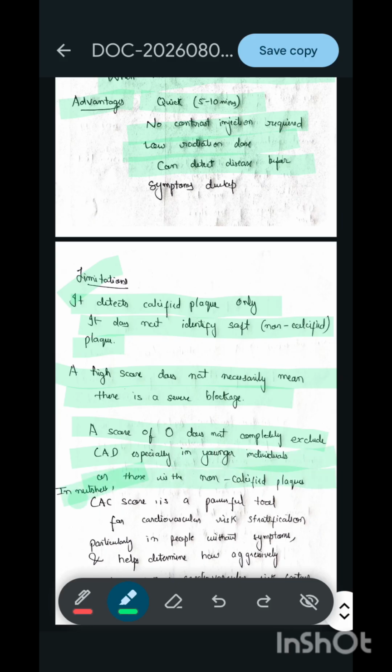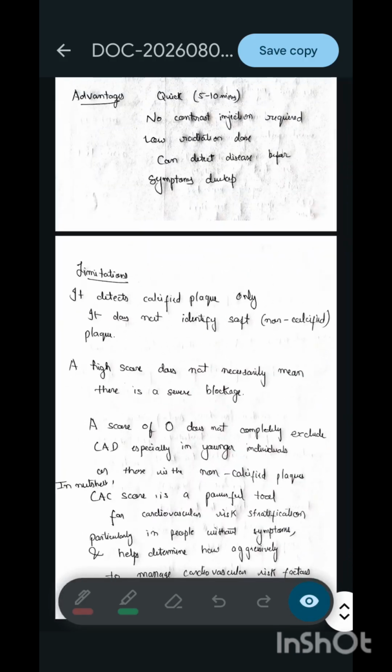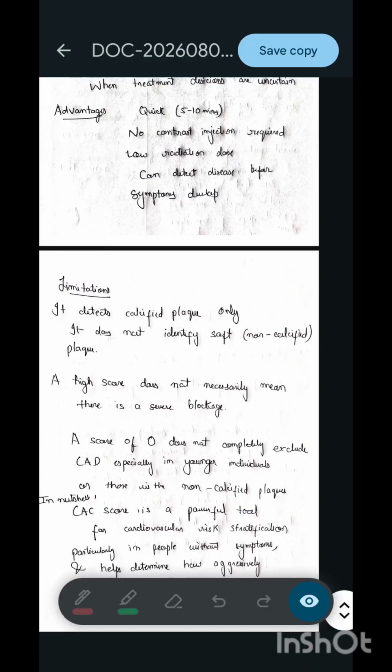In a nutshell, CAC score is a powerful tool for the cardiovascular risk stratification, particularly in people without symptoms, and helps to determine how aggressively to manage the cardiovascular risk factors.